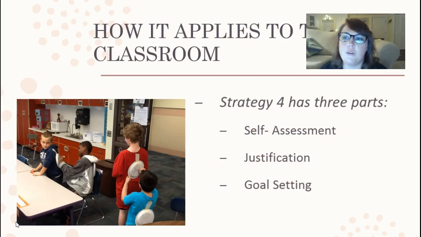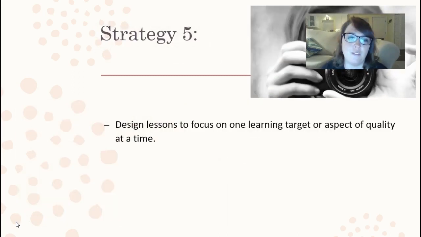Strategy 4 has 3 parts: self-assessment, justification, and goal setting. When students self-assess and set goals, they can develop an internal sense of control of the conditions of their success and greater ownership of the responsibilities of improving their learning.